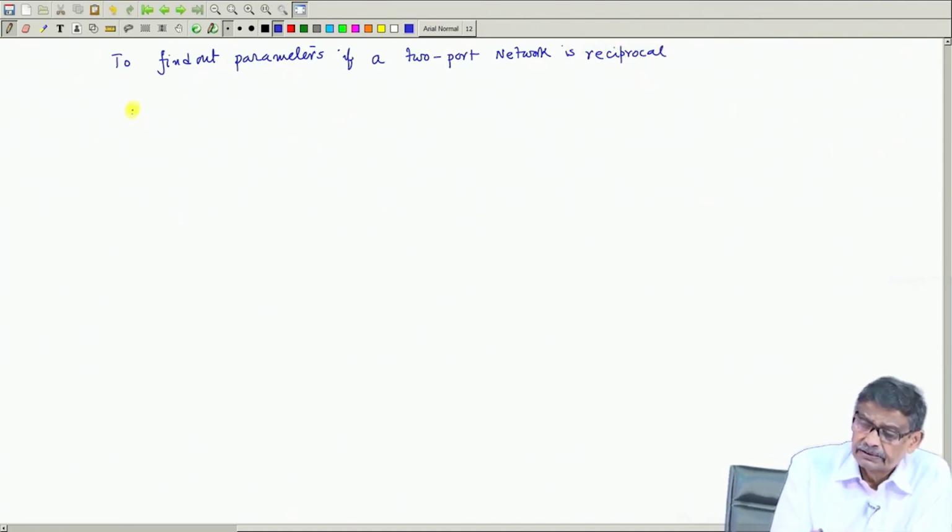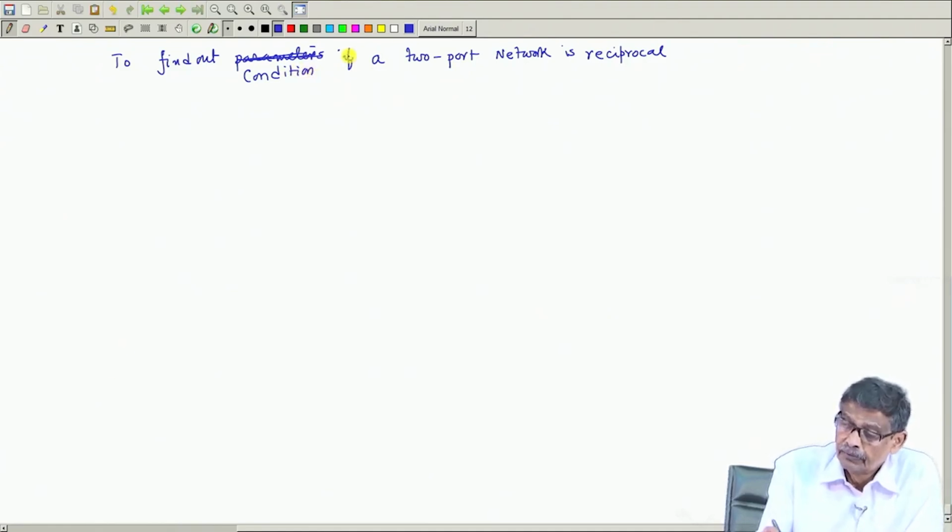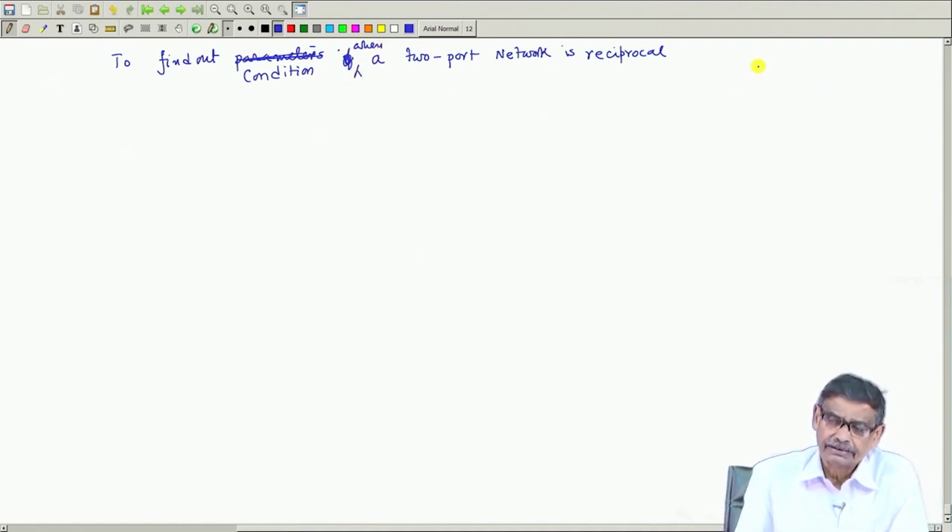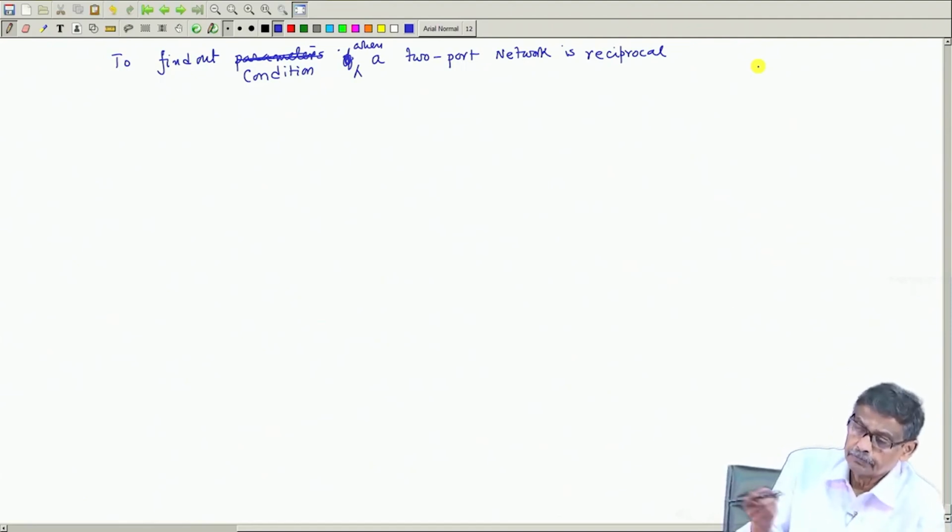I will better write to find out conditions when a two-port network is reciprocal. That way it is better to express. So, let us take with respect to Z parameter.